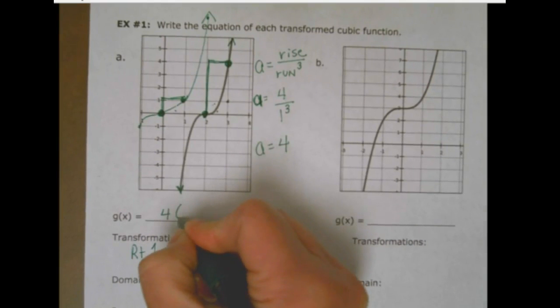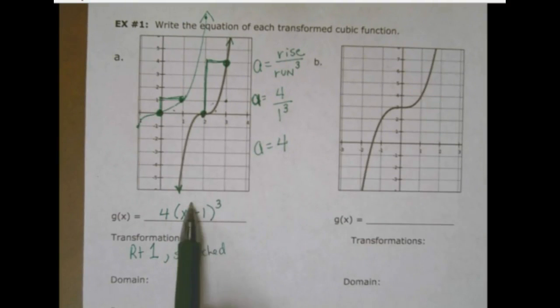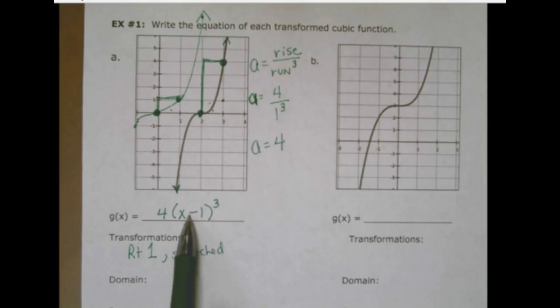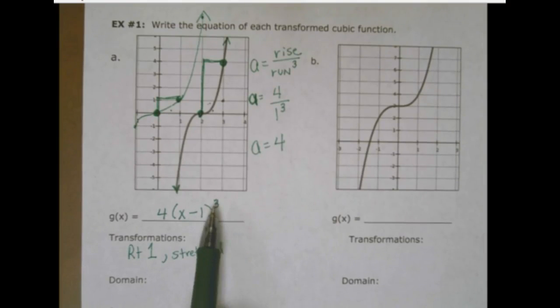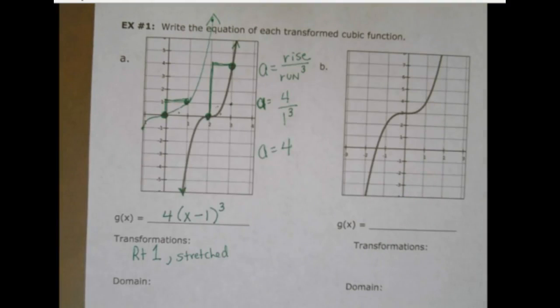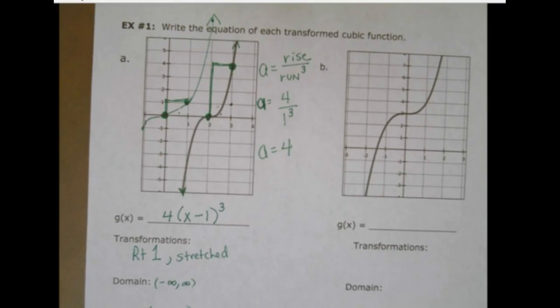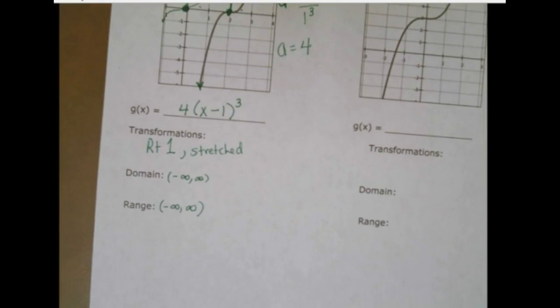So this is going to be 4 times x minus 1 to the third power because x is still a liar. If it goes to the right, it's x minus 1 in parentheses. The third power, because a curve that looks like this is a cubic graph, it is x to the third power. The domain is going to be easy on these. The domain and range, not on all functions, but the domain and range on the cubic function is negative infinity, positive infinity, because it has arrows at both ends.